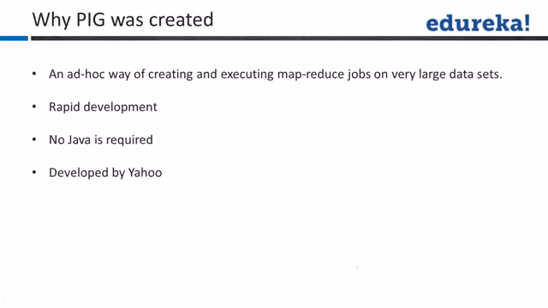Now, as we saw, it's an ad hoc way of creating and executing MapReduce jobs on very large data sets. Rapid development is one big advantage. Then no Java is required. You have a very simple language here. We will be learning that language today. I'll also be pointing you to the language reference manual because not everything in the language will be covered in the class today. We'll be touching upon some of the important things, and then the remaining things you can read through and practice. And it was developed by Yahoo.